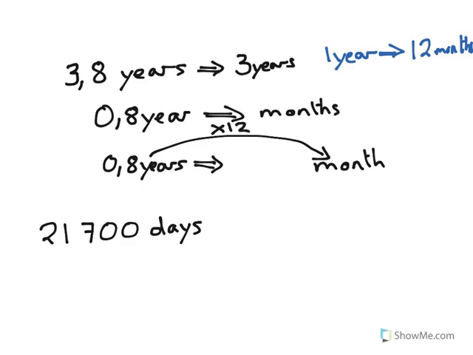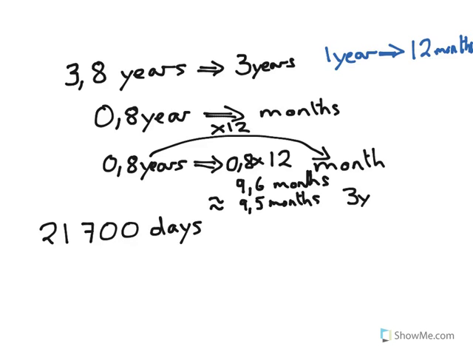So I would take 0.8 and multiply by 12. We know that 12 eighths are 96, so 0.8 times 12 will be the same as 9.6 months. We don't usually count months in decimals either, so I'd probably say that this was equivalent to 9.5 months, or 9 months or 10 months, sort of depending on the question. So 3.8 years is the same as 3 years, 9.5 months. And that's how we present that.